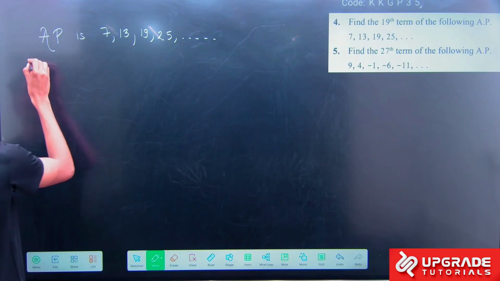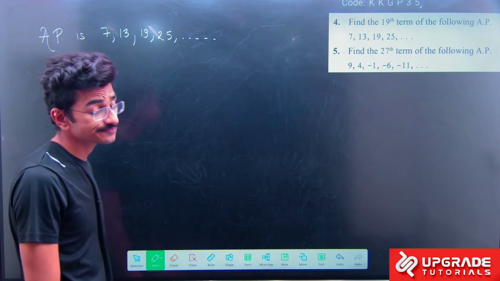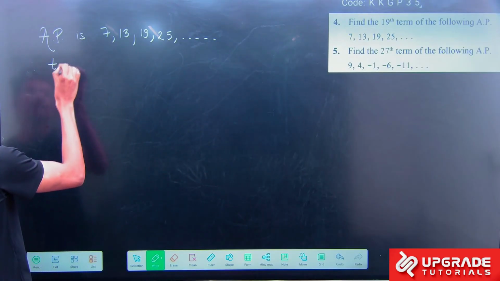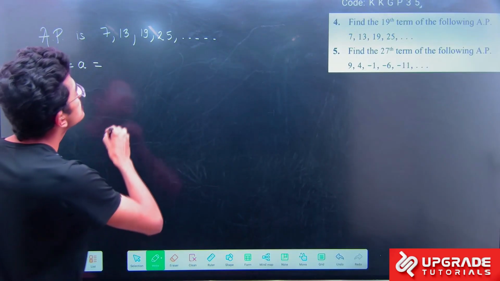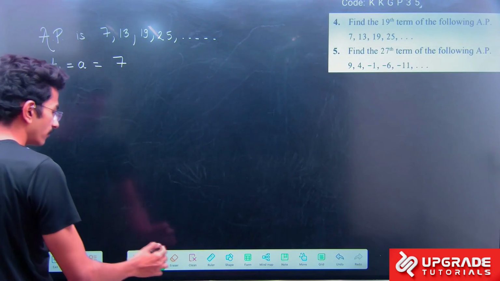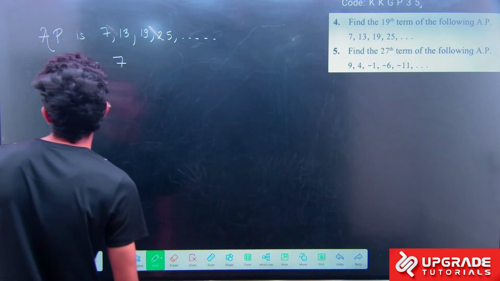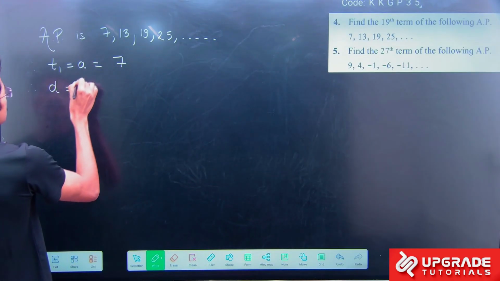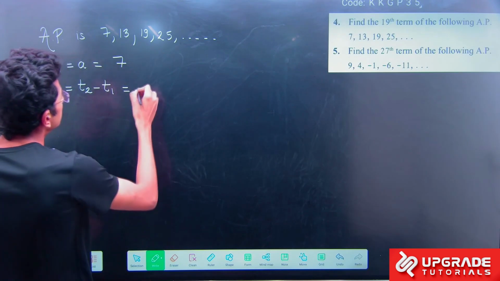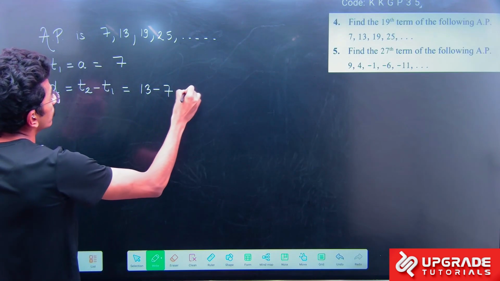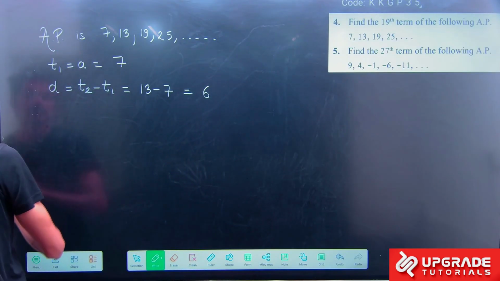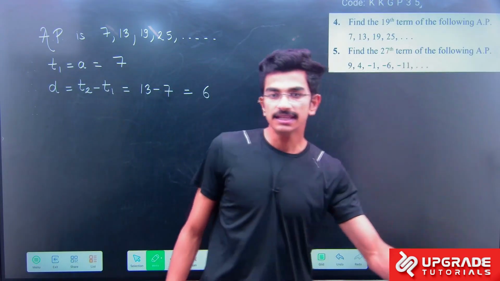So on. Therefore, now what we have to write? Again, the first term T1 is equal to A is equal to 7. T2, no need to find out T2. Directly you find the value of D. D is nothing but T2 minus T1, and it is nothing but 13 minus 7. What is 13 minus 7? 6.